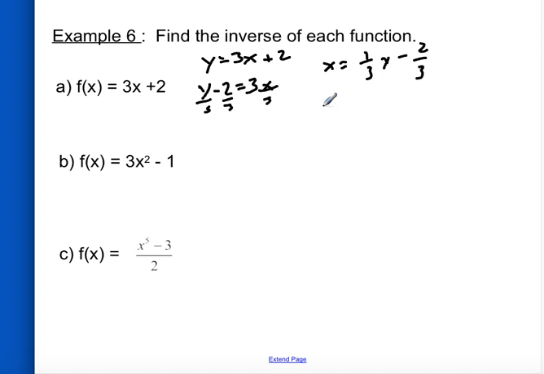Then the second to last step is to swap the x and the y, because we want it in the right notation. And then we're going to replace the y with the notation of what we want.